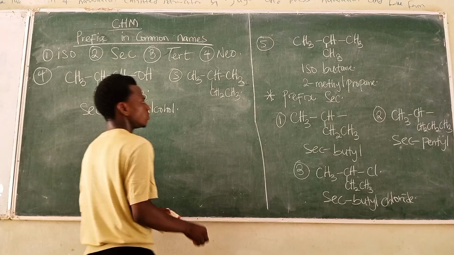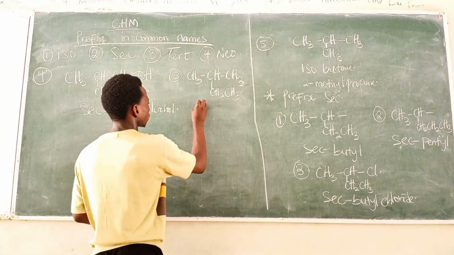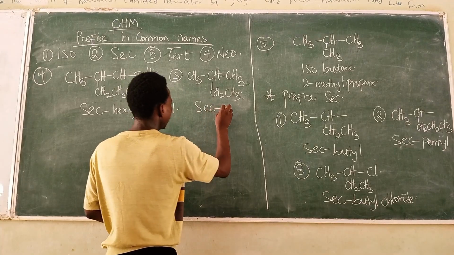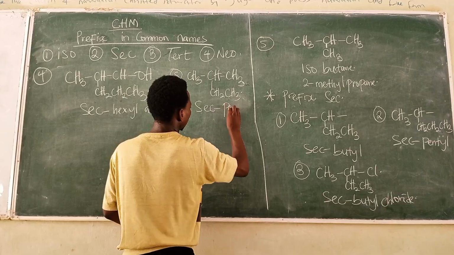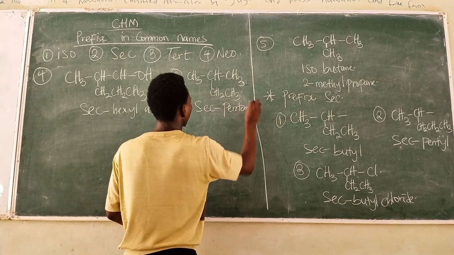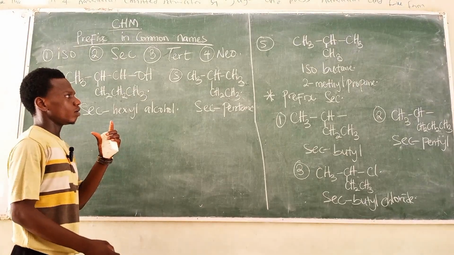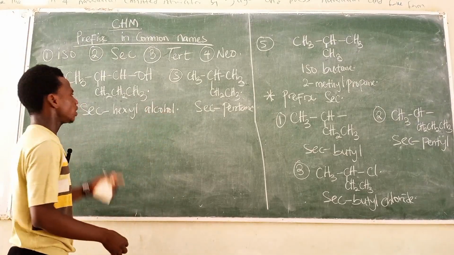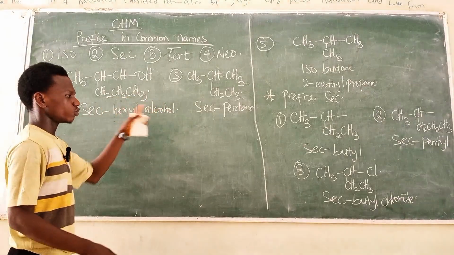Now, how are you going to name this particular structure? The common name becomes sec-pentene, because it is not connecting to any other functional group apart from the whole structure being as a whole. So now let's look at the IUPAC name of these two structures.